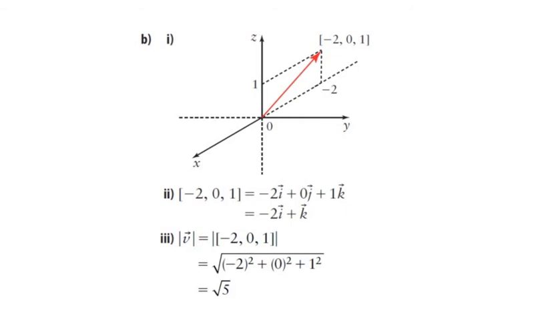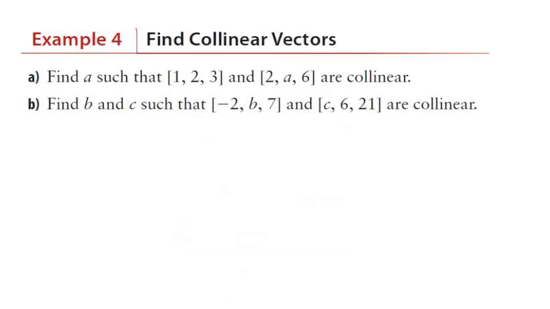So how do we show it? We show it as negative 2i, 0j, and 1k. And since j is 0, we don't write it. The magnitude is going to be square root of negative 2 squared plus 0 squared plus 1 squared. That's going to give us square root of 5. So let's see the next example.